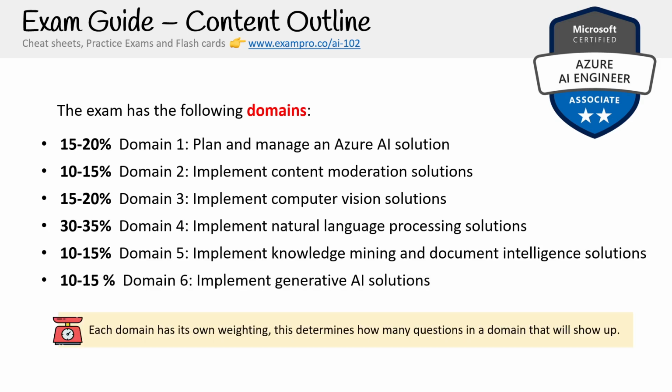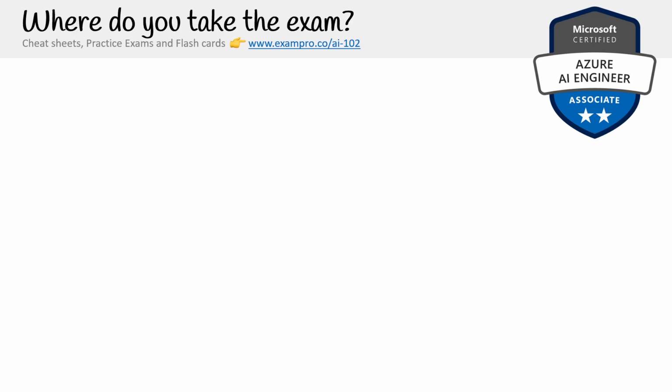Remember that each domain has its own weighting. This is determined by how many questions are in a domain. Notice that Azure has ranges for their sections. It's very frustrating. You never know how many questions you're going to get on the exam. I don't know why they do this. I do not like that as a testing practice, but that's just how Azure rolls.